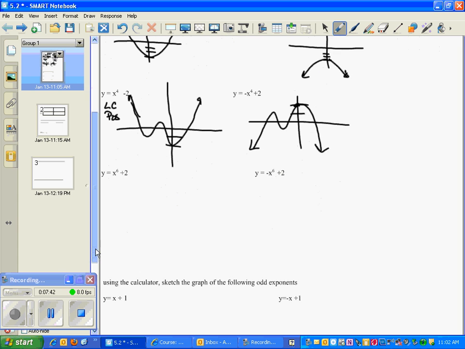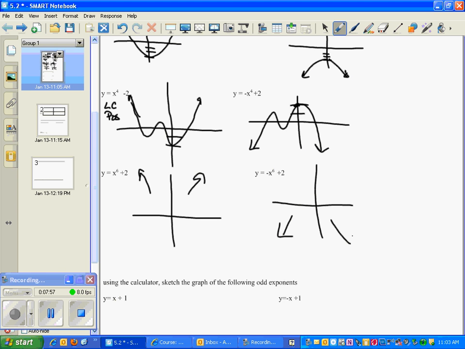All right. So if I just want to do the tails, what are the tails going to do on this one? Up and up, 1st and 2nd. And here it's going to fall in the what quadrants? 3rd and 4th, because it's negative, right? So if the coefficient is negative, down.